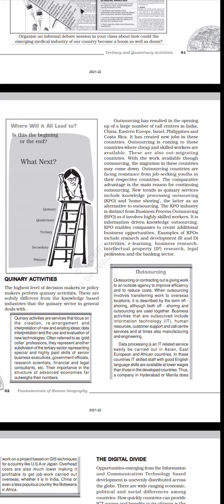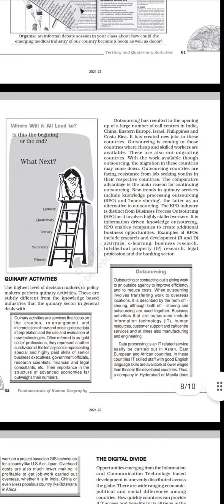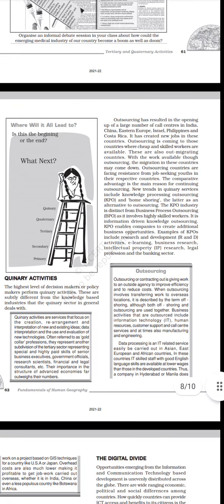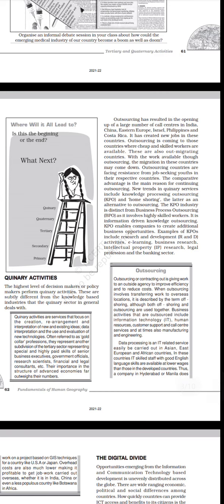Outsourcing. Outsourcing or contracting out is giving work to an outside agency to improve efficiency and to reduce costs. When outsourcing involves transferring work to overseas locations, it is described by the term offshoring, although both offshoring and outsourcing are used together. Business activities that are outsourced include information technology (IT), human resources, customer support and call center services, and at times also manufacturing and engineering.